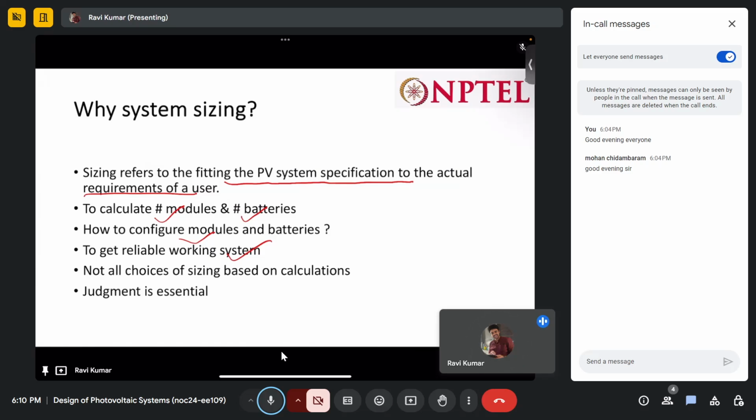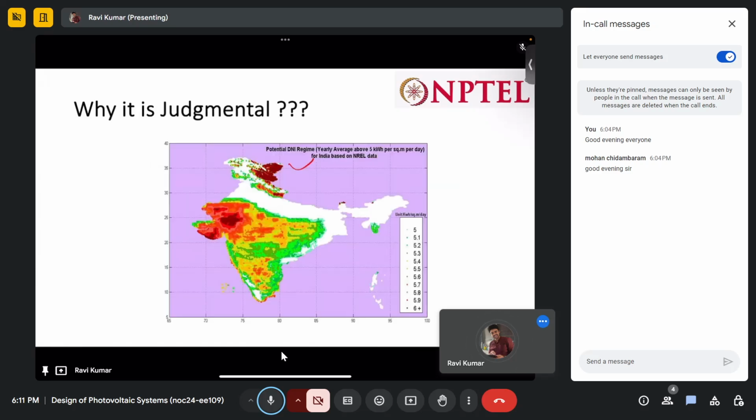Sometimes the choices are not based only on calculation. Sometimes there is clouding and all. You cannot quantify the clouding, or how many days you will not get the sun and all. So we need to consider each and everything. Judgment is essential because in India we have variation in insolation from Jammu Kashmir to Kanyakumari and from west to east. There is a huge variation in the insolation of solar radiation. That's why we need to design a system while keeping the location in mind.